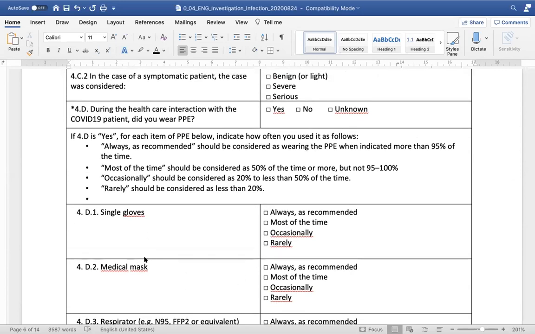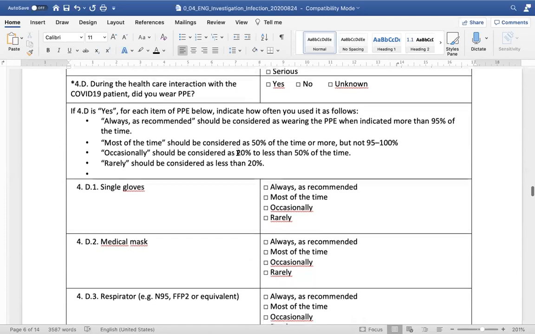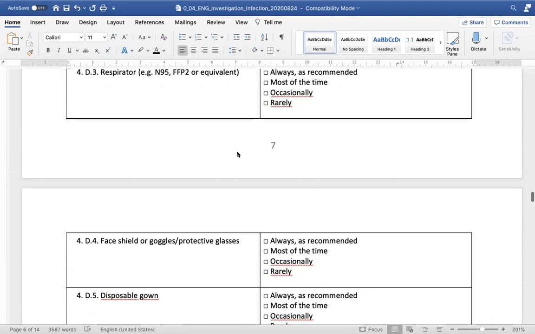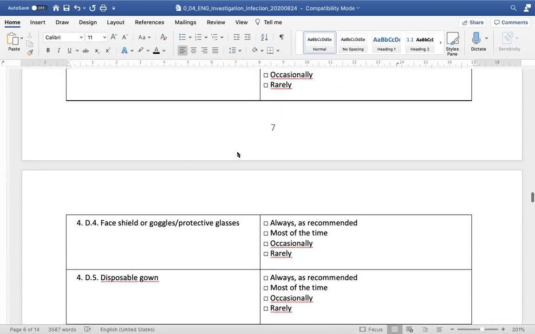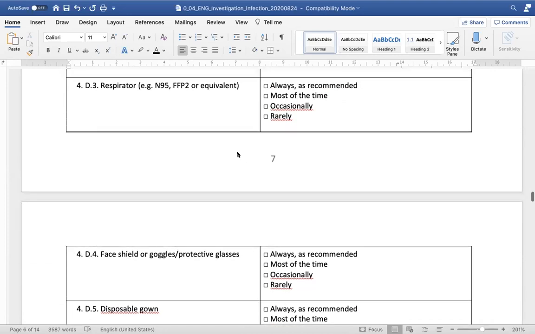Similar questions that were asked on tool 2 will also be asked here, especially for us to understand the use of the PPEs. And similar PPEs are here, the single gloves, medical masks, respirators, whether you use them always, most of the time, occasionally, or rarely, is to assess compliance or adherence to IPC guidelines. Please move down.